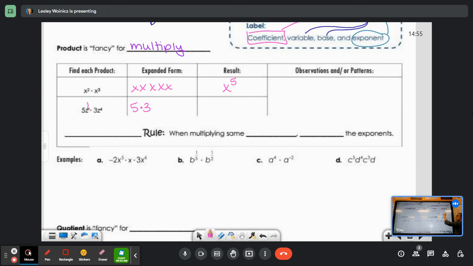So I'm going to write my 5 times my 3 together. How many times do I write this z? It's just 1, right? Because that's its power. It's not written, but it's hiding there. I have 1z. And then I write 4 more. 1, 2, 3, 4. So 5 times 3 is 15. And what power of z do I have? Yeah, the 5th.